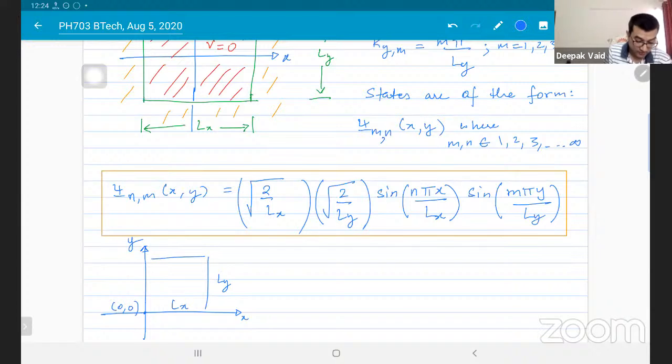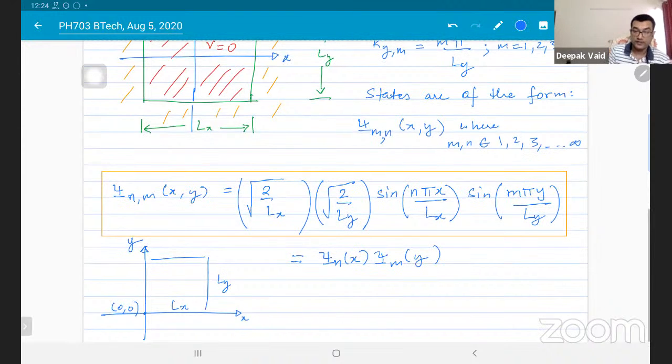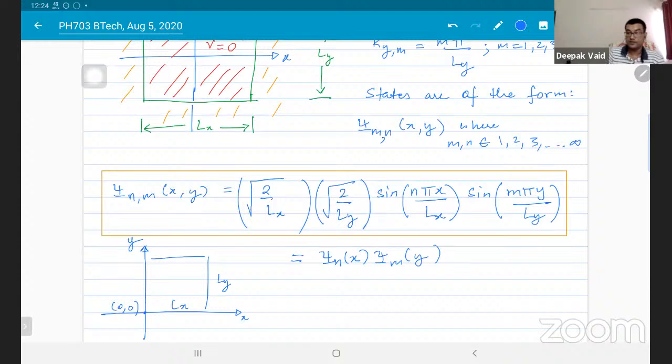And this can also be written as a product of psi of nx and psi of my, where psi of nx and psi of my individually are the solutions of the one-dimensional Schrodinger equation. Right? So in this case, the problem is very simple because there is no coupling in the xy direction. There is no term in the potential, for example, of the form xy. If there was, then you would not be able to write down such a simple product state.